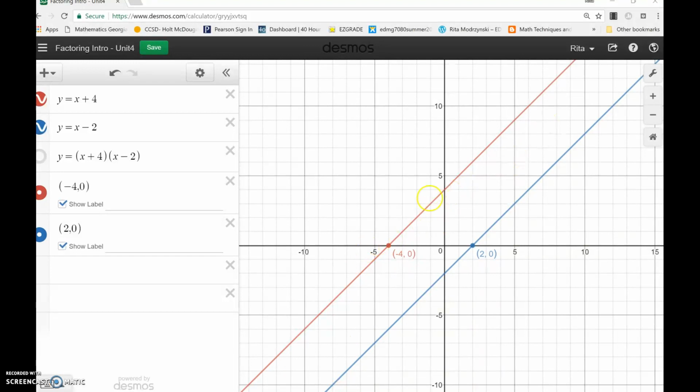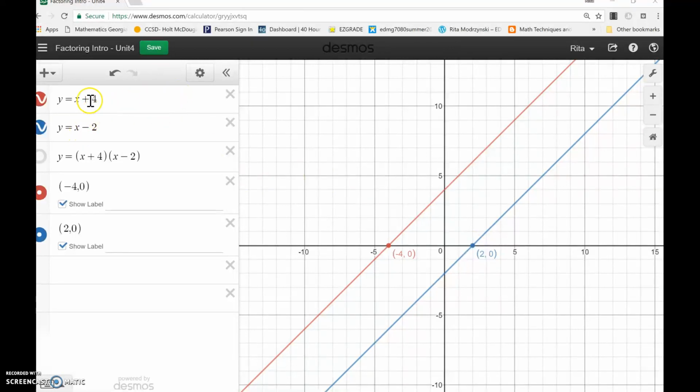As you can see, they have a constant rate of change. There's no curve to them at all. They're not exponential or quadratic. So if you look, I've highlighted the x-intercepts of both lines. Of the red line here, which is y equals x plus 4, I notice I have an x-intercept of negative 4, 0. My x-intercept's negative 4. On the blue line, or y equals x minus 2, I have an x-intercept of 2, 0. My x-intercept there is 2.